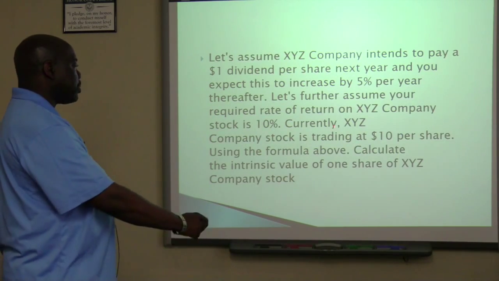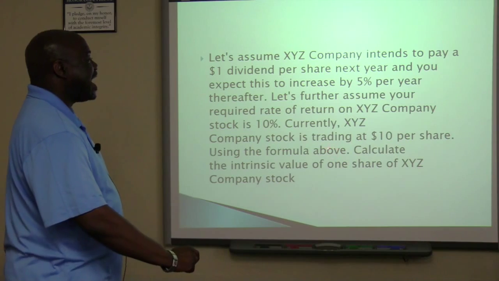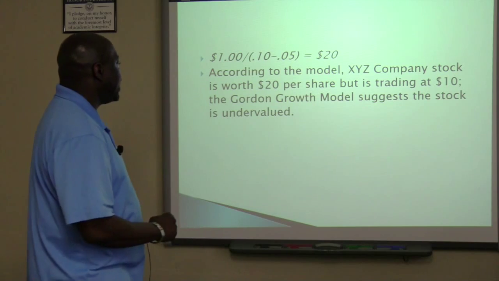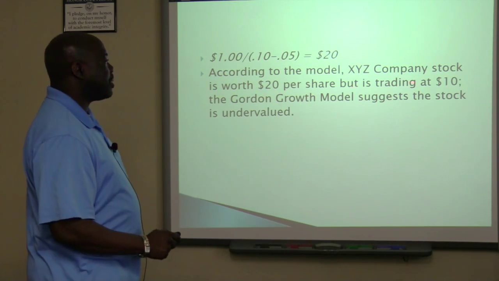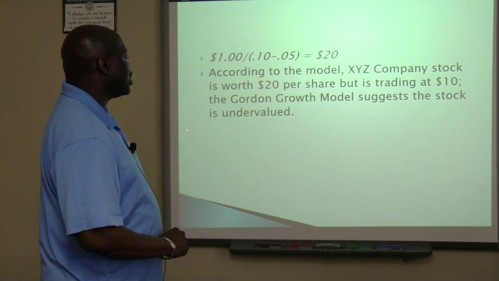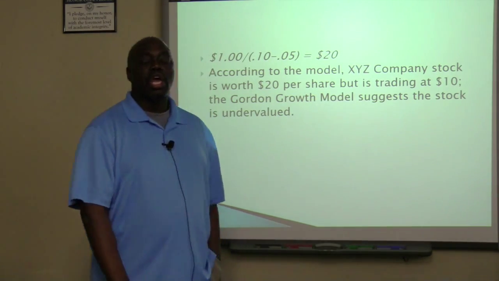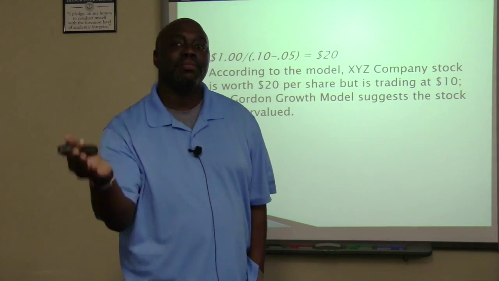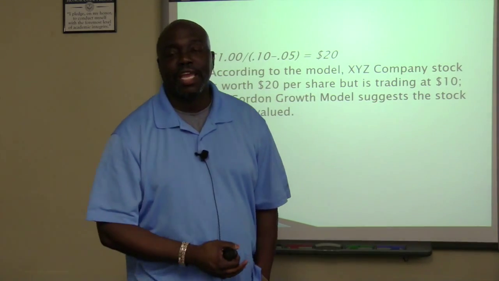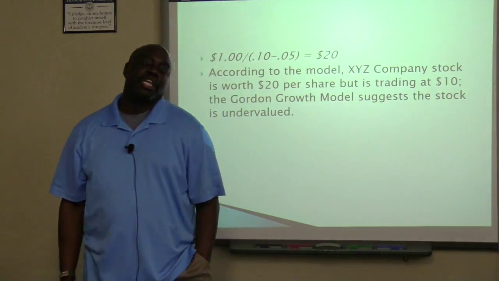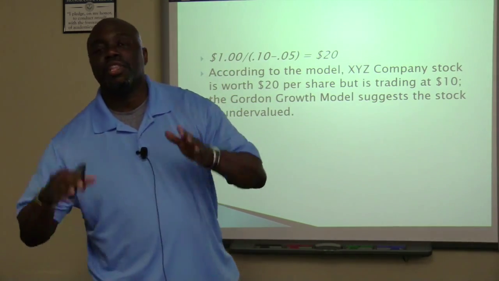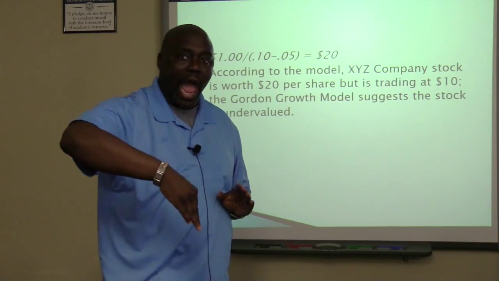But let's go back to the problem. It is currently trading at $10 per share. So according to the problem, it is worth $20 per share, but it's trading at $10. So that means that the stock is undervalued. But what are some of the things that make a stock trade for less than it's actually worth? They could be going through a change in management, or a changing environment, something going on within the company that's making the actual price of the stock go down.